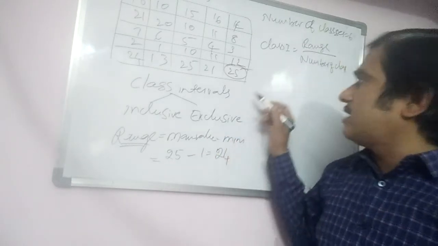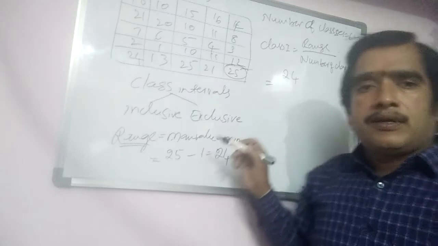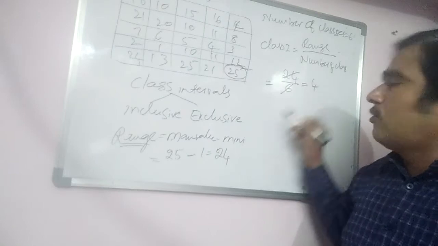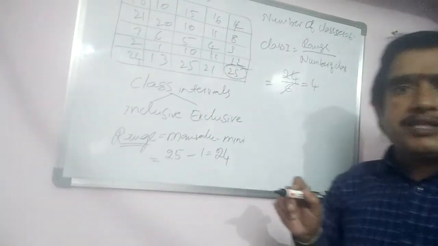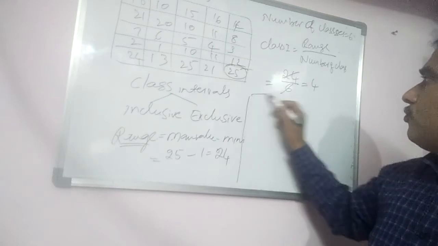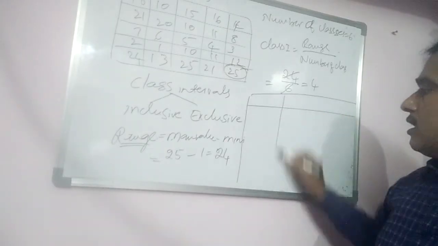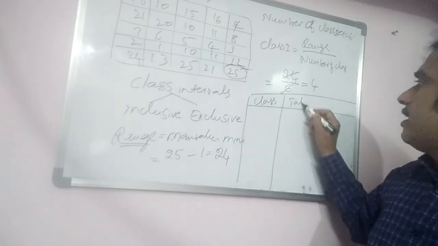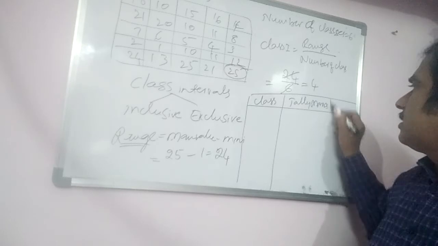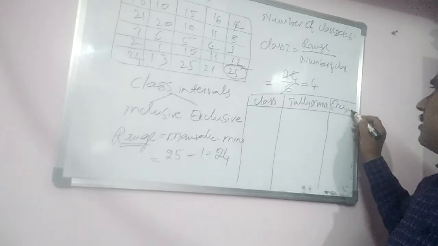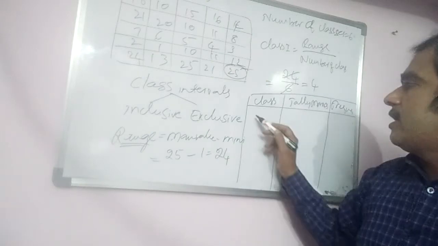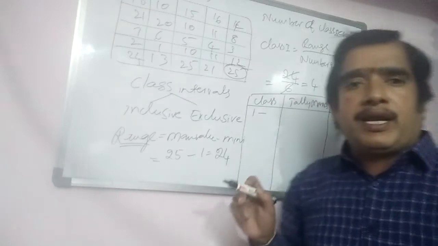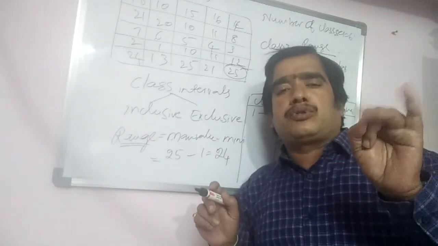Here, what is the range? 24. What is the number of classes? 6. So how much is it now? 4. The class interval is 4. Here we have to put one table. In the table, first is class, second is tally marks, and third is frequency. Here I will start the first class with 1. 1 to how many? 1, 2, 3, 4.